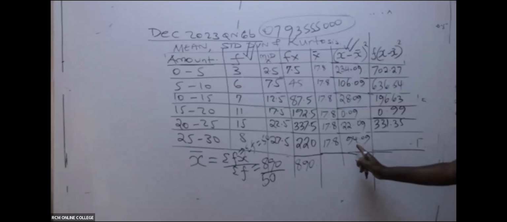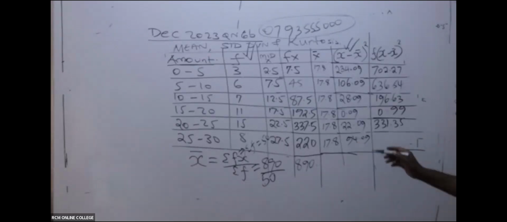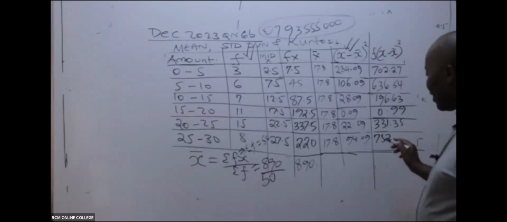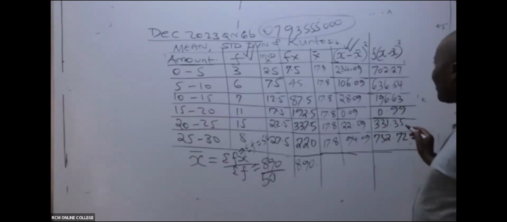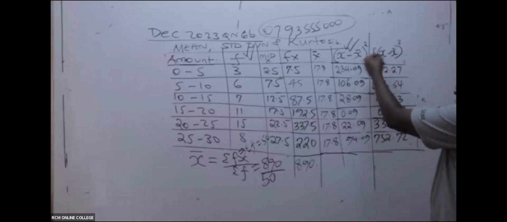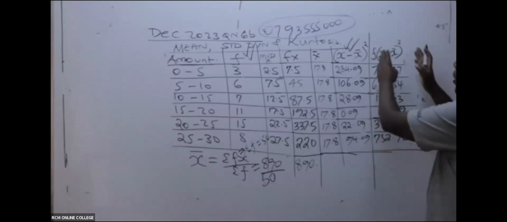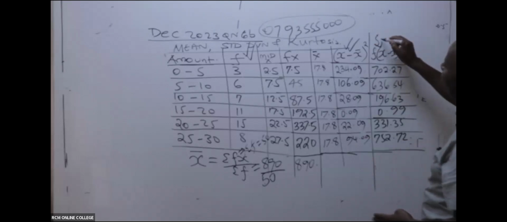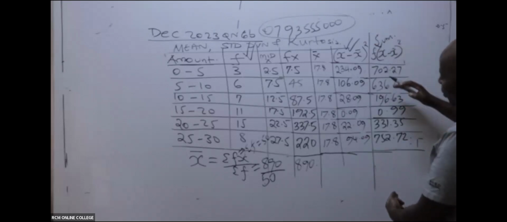So 8 times 94.09, we're getting 752.72, like that. Now, once you've been able to attach these weights, the frequencies, you can go ahead and add this column. This column, you sum the entire column.